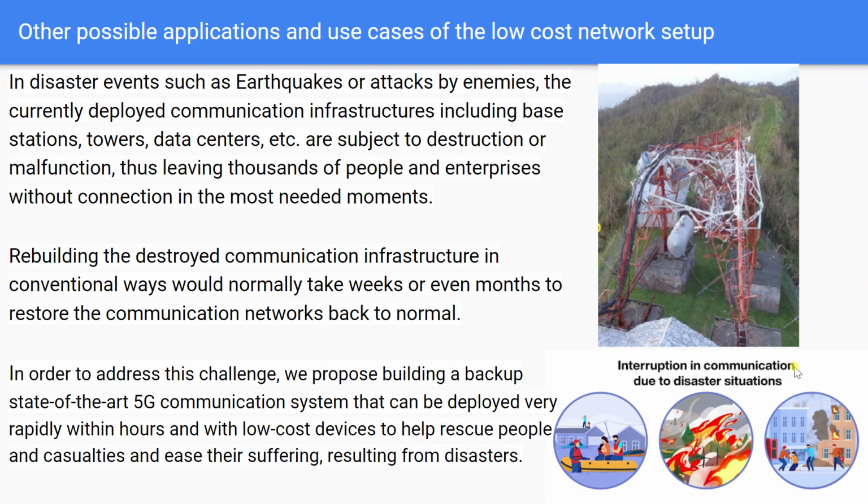So in summary, in disaster events such as earthquakes or attacks by enemies, the currently deployed communication infrastructures, including base stations, towers, data centers, are subject to destruction or malfunction, thus leaving thousands of people and enterprises without connection in the most needed moments. Rebuilding the destroyed communication infrastructure in conventional ways would normally take weeks or even months to restore the communication networks back to normal. In order to address this challenge, one might propose building a backup state-of-the-art 5G communication system that can be deployed very rapidly within hours and with low-cost devices to help rescue people and casualties and ease their suffering resulting from disasters. So this is a great, amazing potential use case for 5G networks.